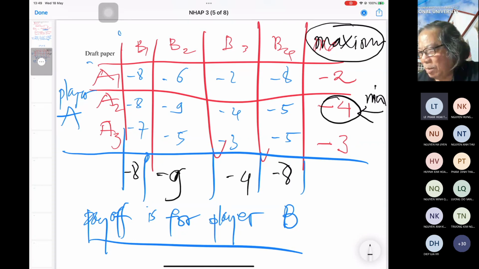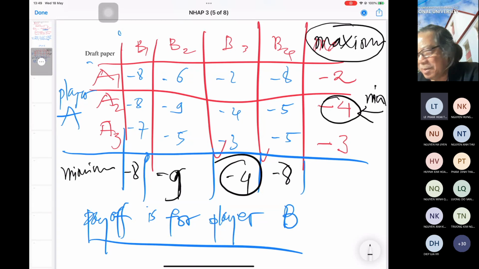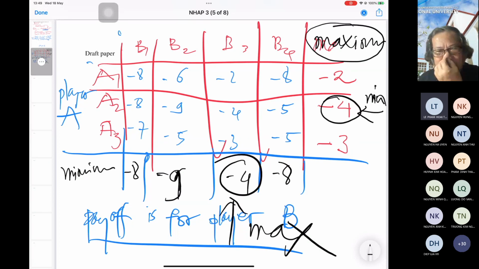The worst here means that you find out the minimum, and you find out the best among the worst. So what is it? It's here. So you find out the maximum of the minimum. This is because the payoff is for B. And then we find it down here.